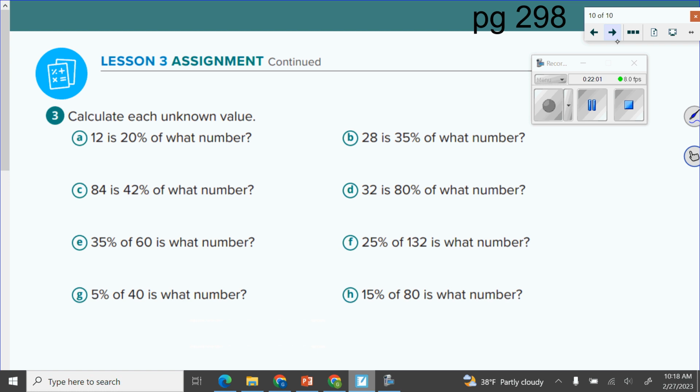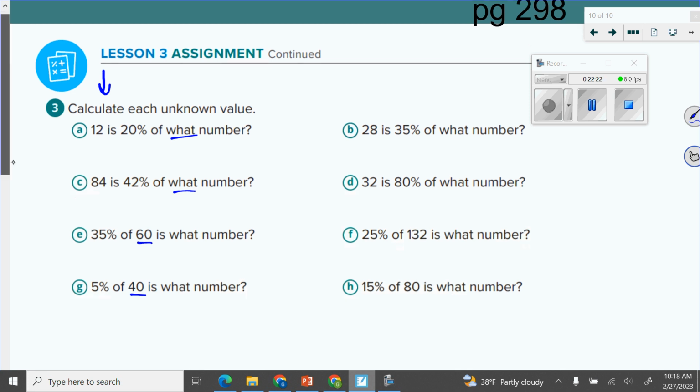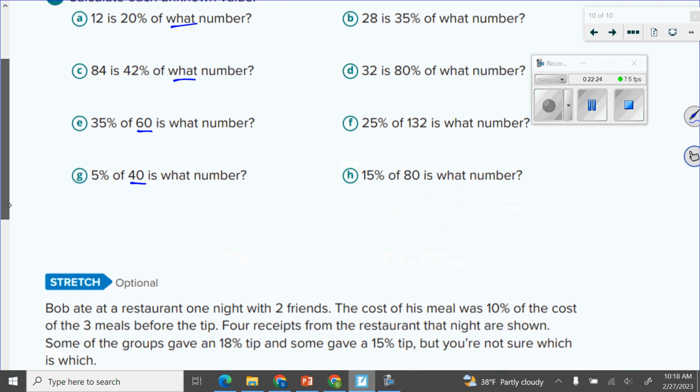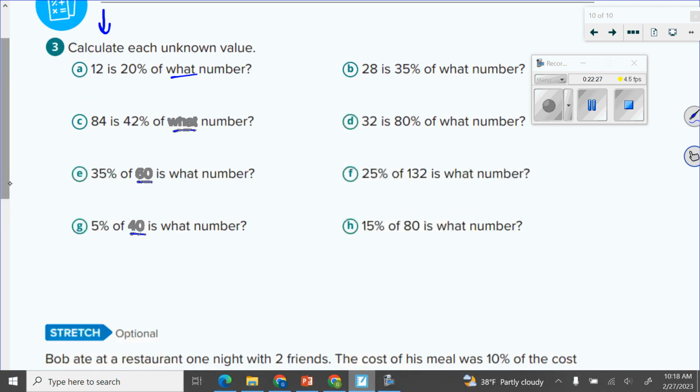Turning the page, your back side, calculate each unknown value. They gave you all parts on this, or no, all wholes. No, they didn't. These are all parts. No, it goes back and forth. So you got to pay attention to the of. If it says of what, that means I don't know it. If they say of 60, then they've given me the whole. Percent proportion is going to be your best bet on all of those, looking quickly at the numbers. So I would highly recommend percent proportion for all of those.